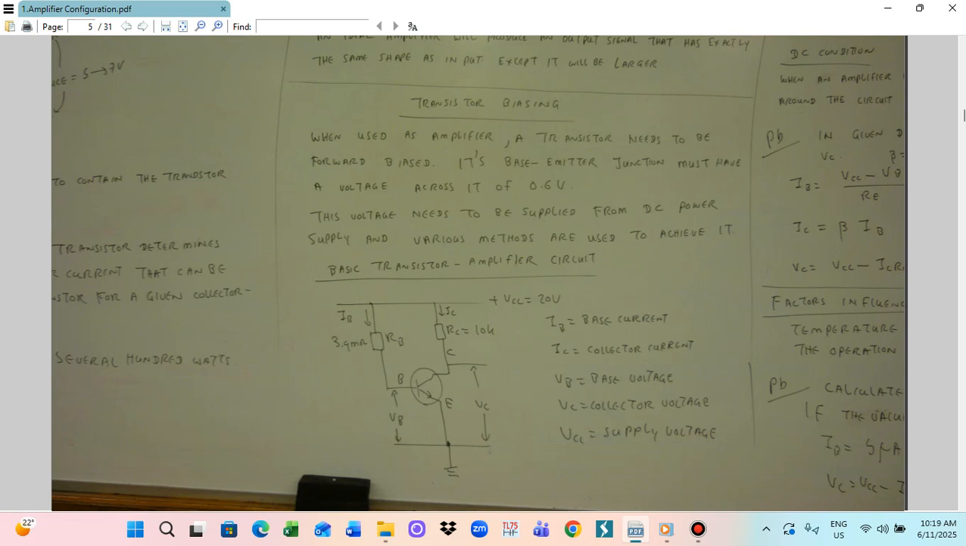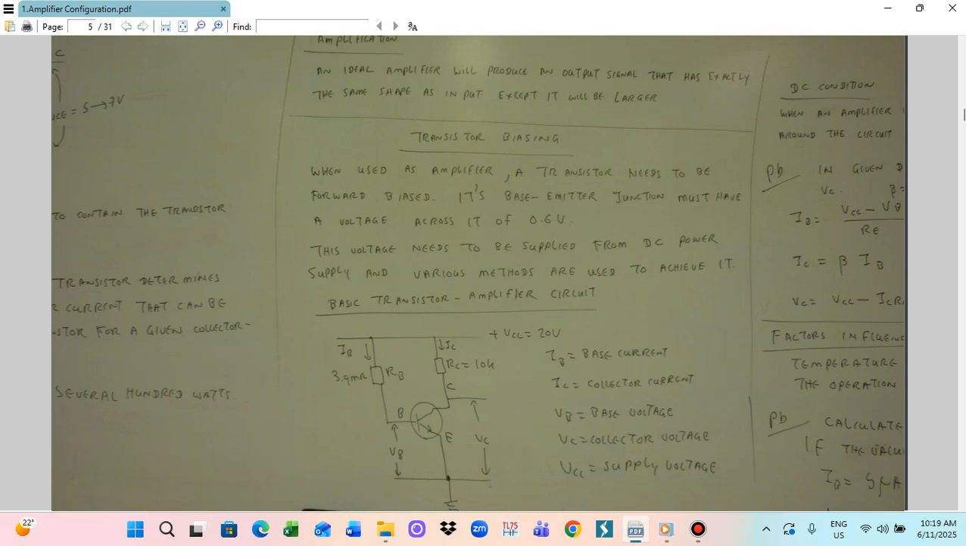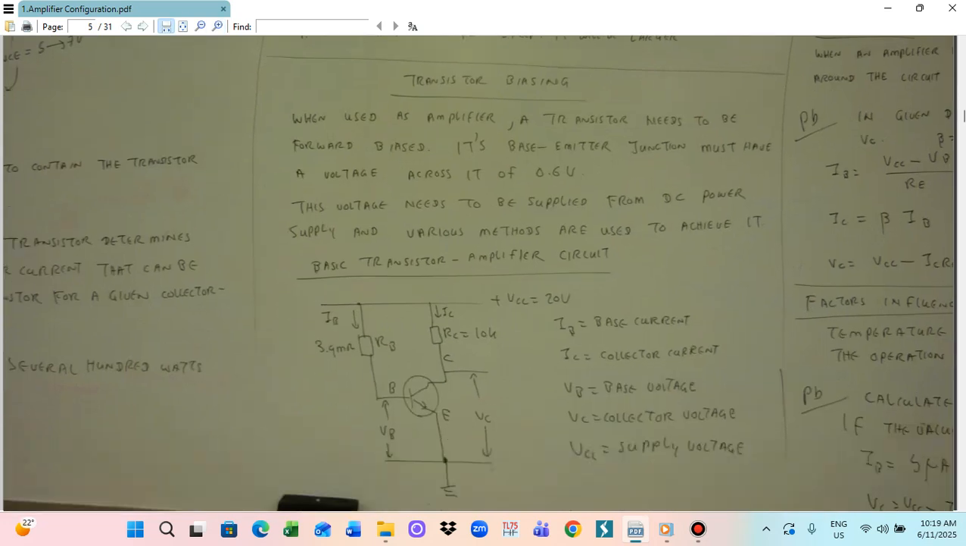Okay, so when you use it as an amplifier, a transistor needs to be forward biased. We have to provide the forward bias voltage, so the base-emitter junction must have a voltage across it of about 0.6 volt. Between the base and emitter, you need to supply 0.6 volt. The voltage needs to be supplied from the DC power supply, and various methods are used to achieve that voltage. These are the ways we forward bias the transistor. Without the forward biasing, the transistor cannot work. To work as an amplifier, we have to provide the forward bias.